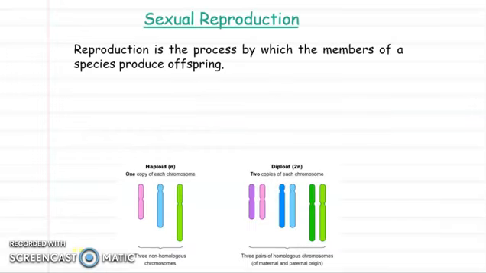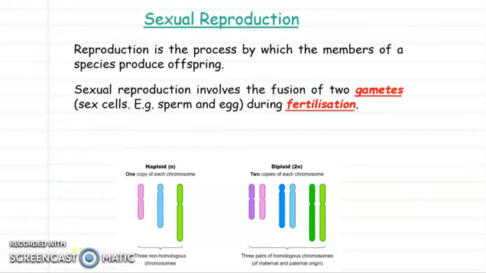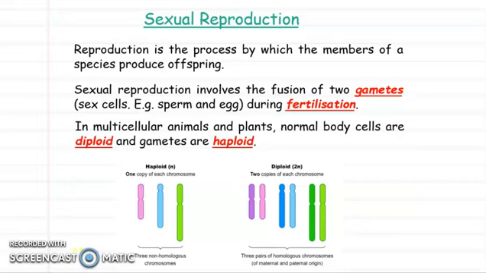If we look at reproduction first of all, reproduction is the process by which the members of a species produce offspring. Sexual reproduction involves the fusion of two gametes or sex cells, for example sperm and egg, during fertilization. In multicellular animals and plants, normal body cells are diploid, but the gametes are haploid.